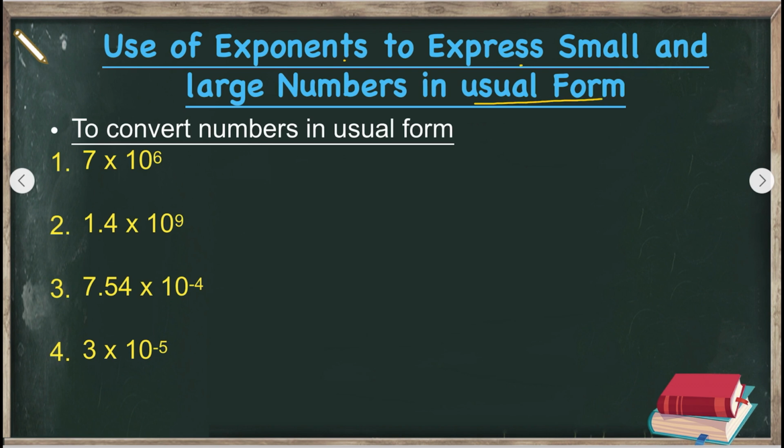Okay, now next is the use of exponents to express the small and large number in the usual form. Now the number will be given in the standard form, that is in the form of 10 raised to power, and we are going to convert them back to the usual form. Okay, the rule is the same.